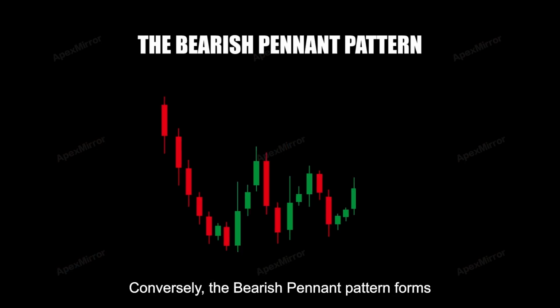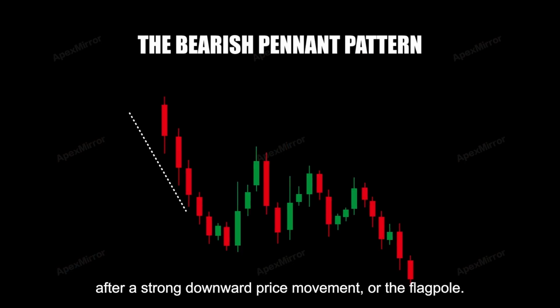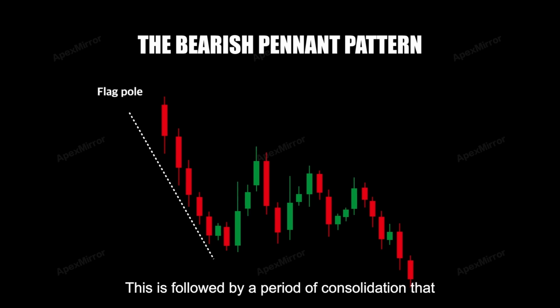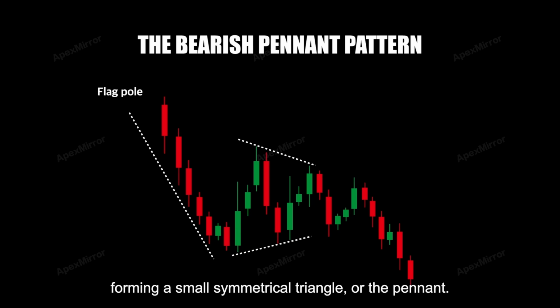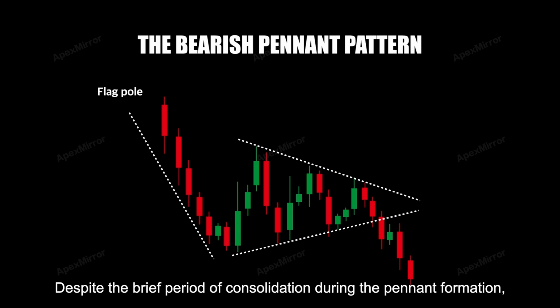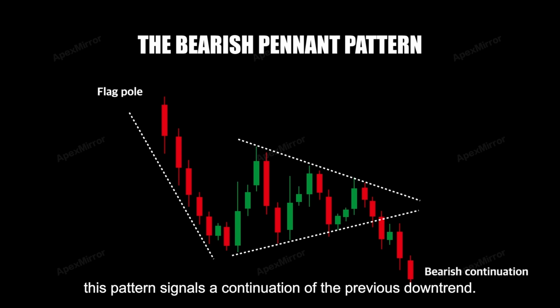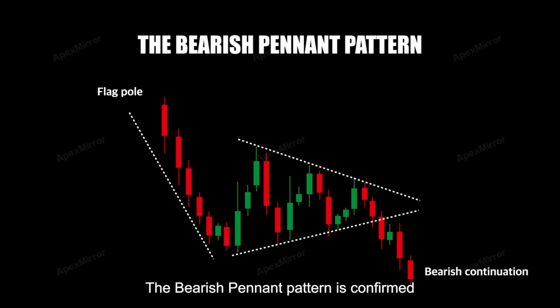Conversely, the bearish pennant pattern forms after a strong downward price movement, or the flagpole. This is followed by a period of consolidation that makes successive lower highs and higher lows, forming a small symmetrical triangle, or the pennant. Despite the brief period of consolidation during the pennant formation, this pattern signals a continuation of the previous downtrend. The bearish pennant pattern is confirmed when the price breaks out below the lower boundary of the pennant. The market psychology behind the bearish pennant is the mirror image of the bullish pennant.